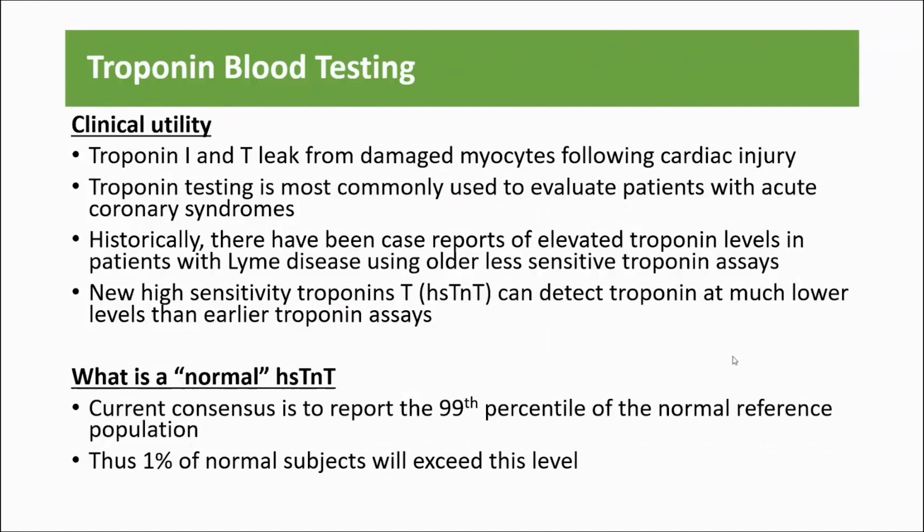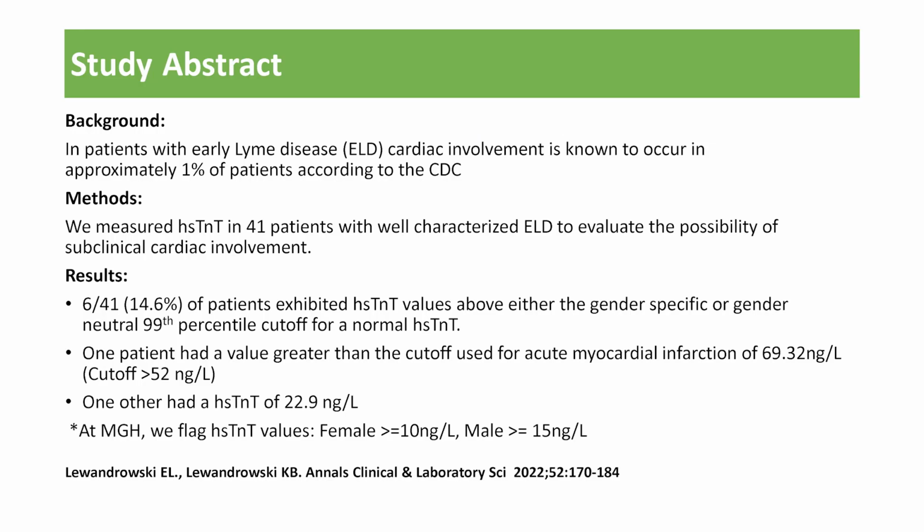What is a normal HSTnT? Current consensus is to report the 99th percentile of the normal reference population. Therefore, 1% of normal subjects will exceed this level. In 2022, we published a study in the Annals of Clinical and Laboratory Science.